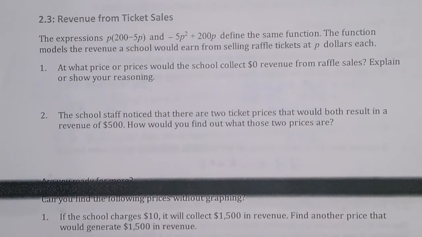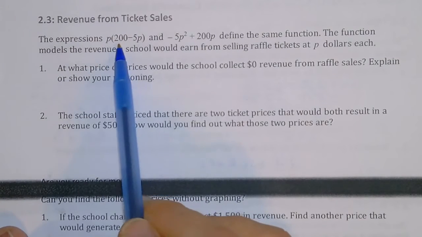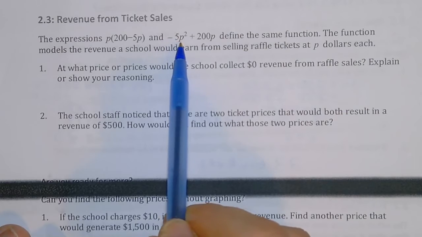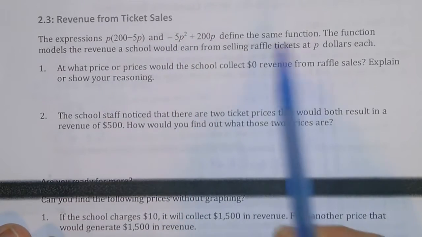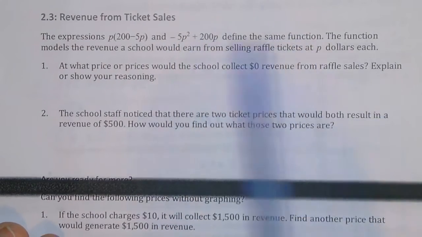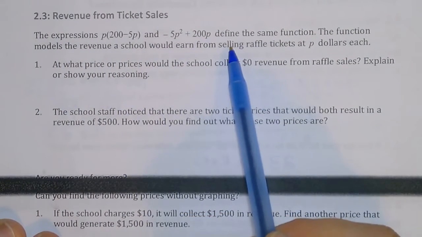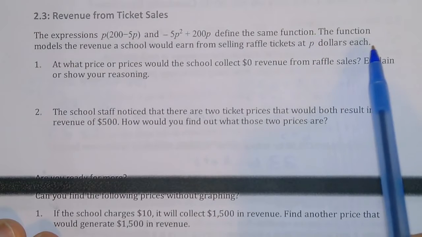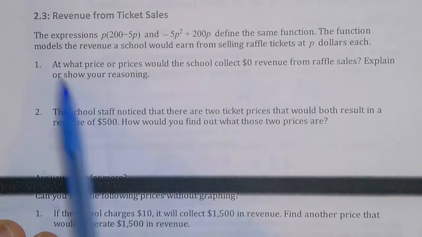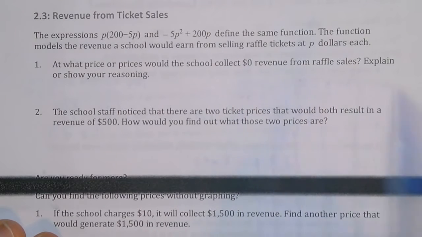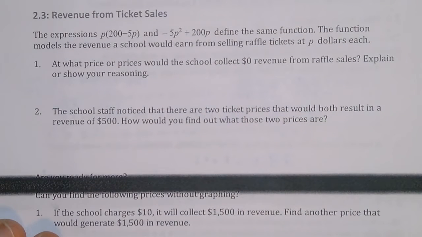All right, so now we're going to look at revenue from ticket sales, or how much money was brought in. So the expressions P times (200 minus 5P) and negative 5P squared plus 200P define the same function. The function models the revenue a school would earn from selling raffle tickets at P dollars each. So at what price would the school collect $0 in revenue?